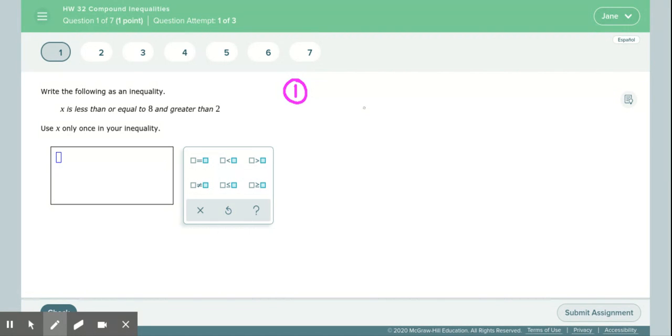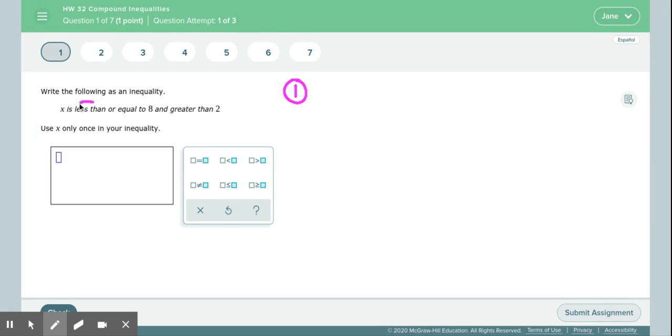So on question number 1, it says write the following as an inequality. So I'm going to translate my sentence into a math sentence. In my case, it's going to be an inequality because it uses the word greater than. Yours will be an inequality as well. So it says x is less than or equal to 8 and greater than 2.